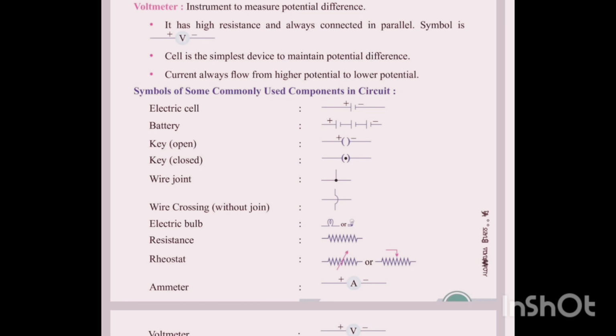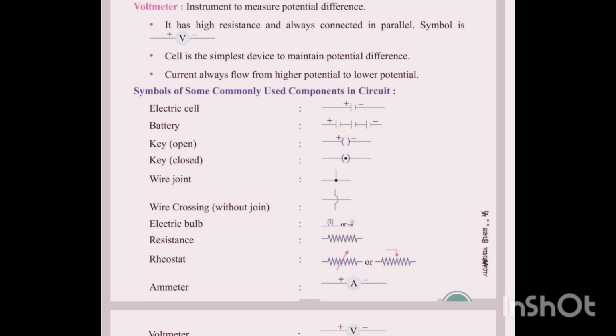Symbols of some commonly used components in circuits are given, like the electric cell, battery, key open and key closed, wire joint, wire crossing without joint, electric bulb, resistance, rheostat, ammeter and voltmeter. These are very important circuit symbols. Definitely 1 mark questions will be asked from these points. Everyone has to practice these symbols because they are very important for drawing diagrams, as well as for the MCQs or 1 mark questions you will definitely have from these topics.